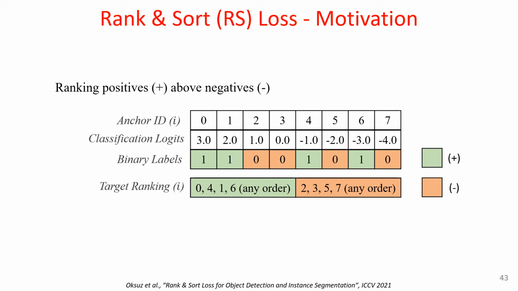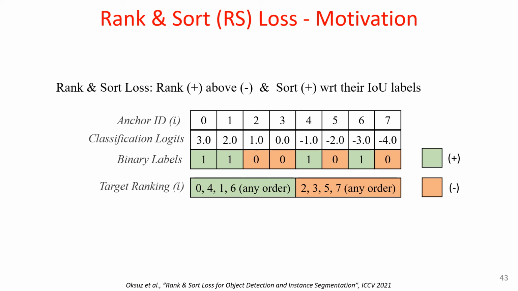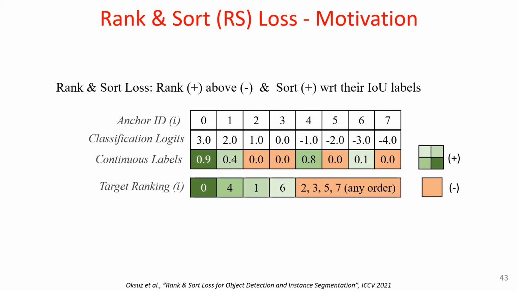RS loss has a similar motivation with quality focal loss, but differently, RS loss aims to leverage the benefits of ranking-based loss functions. Different from existing ranking-based loss functions, which do not consider positive-to-positive interactions to train the classifier, RS loss aims not only to rank positives above negatives, but also to sort positives among themselves with respect to their continuous IOU values.